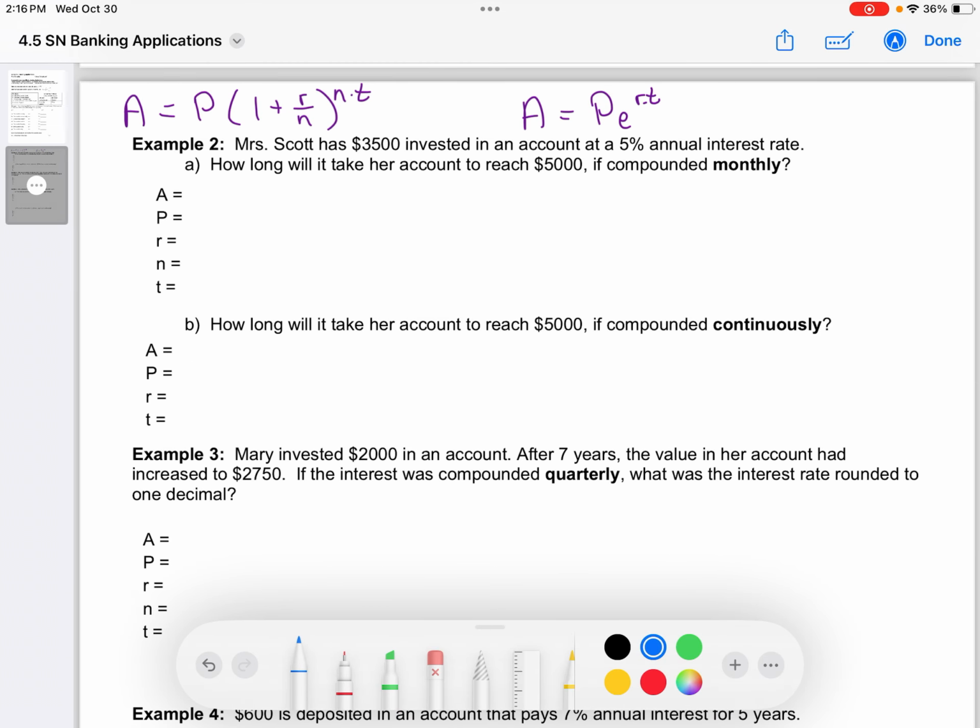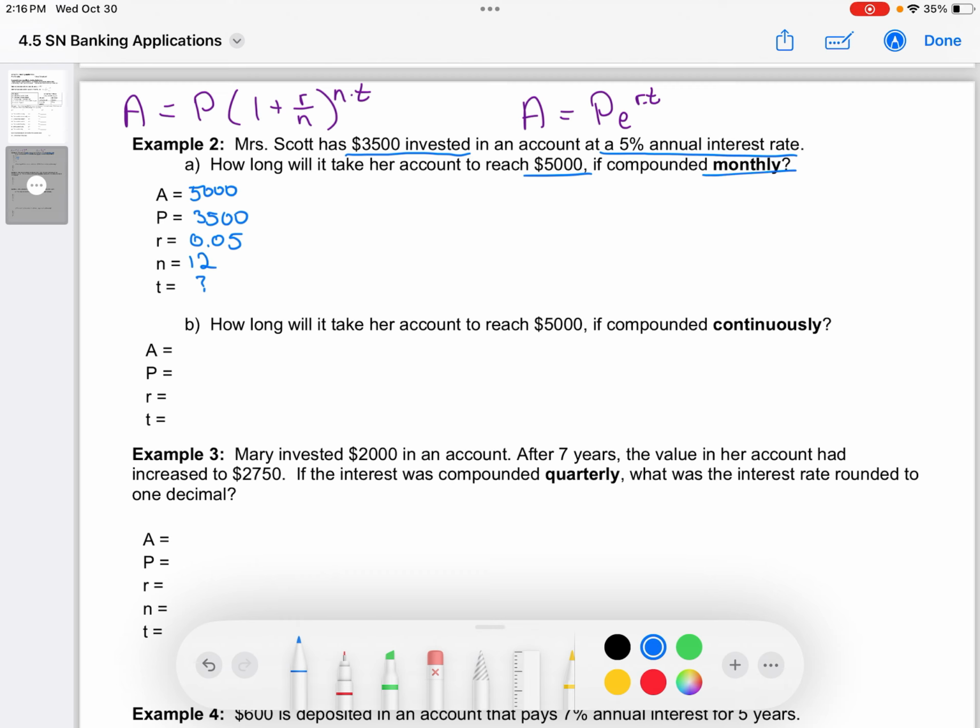So in example 2, we have Mrs. Scott, and she is investing $3,500. That's our P, 3500. 5% annual interest rate, 0.05. How long will it take? It's asking for time to reach $5,000. That's the A, if compounded monthly.